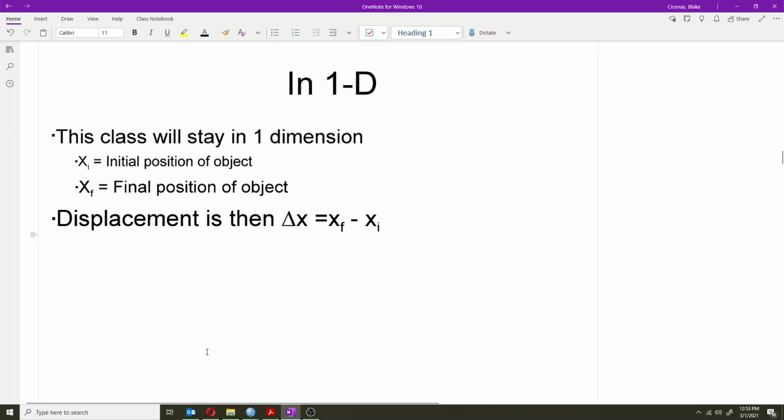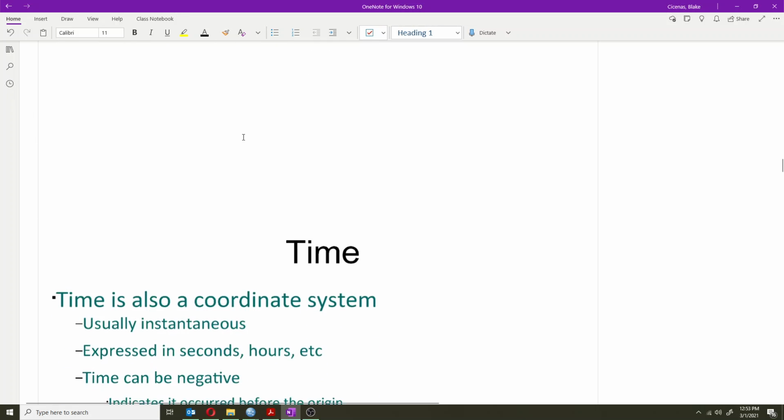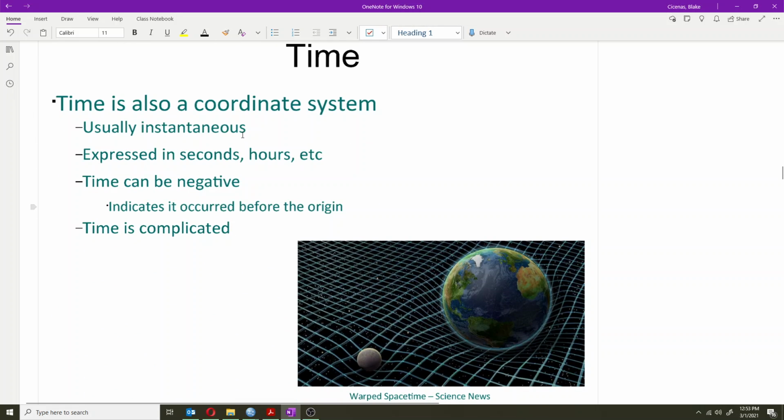This class, as I mentioned, will stay in one dimension. Instead of D for position, we use X, XI for initial position, XF for final position. And then our displacement would be delta X is equal to XF minus XI. Most of the time, we're just going to use X for position. We don't generally have two different positions. Or rather, we draw conclusions and we end up just using an X instead of XF minus XI. I'll talk about this probably in later videos, but for the most part, you're just going to use X for position.